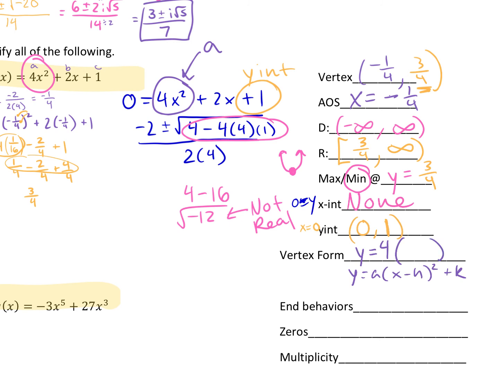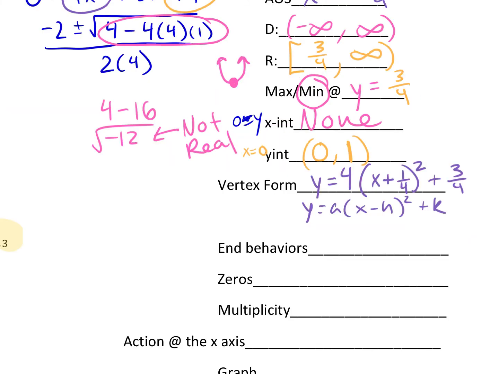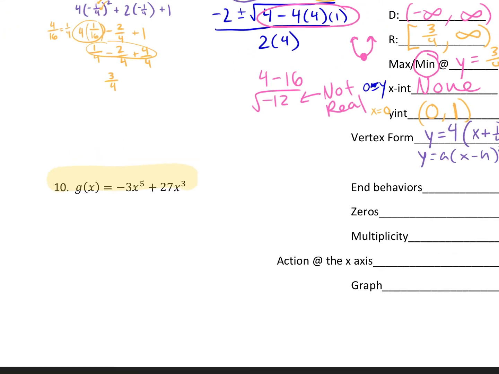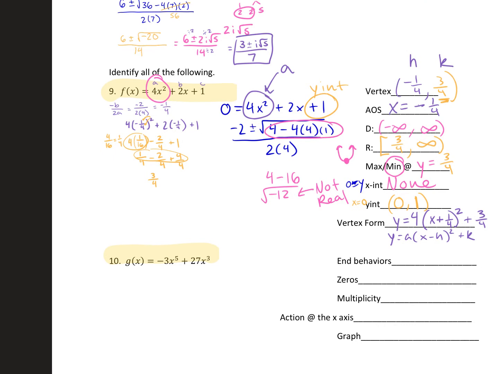So 4 times x, what's our h? -1/4. So our vertex has the h and k. So -1/4 would become +1/4 because we always change the sign of the h. We do not change the sign of the k. So +3/4. All right, and just for fun, let's graph it.